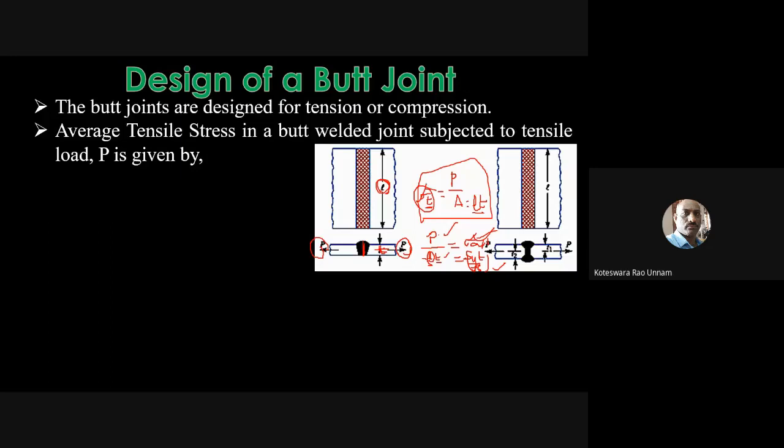Or if I want to go for the analysis problem, then they'll give these dimensions already. L and t are given to you and sigma allowable is also given to you. They ask you to calculate the allowable load that the joint can withstand, or the maximum load that the joint can withstand. Like that they may ask.